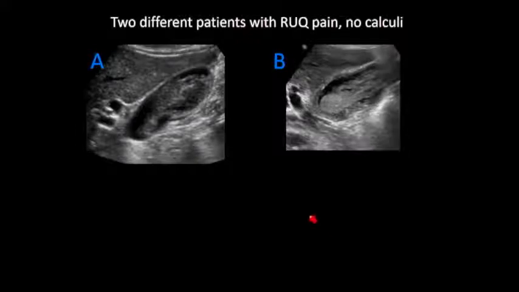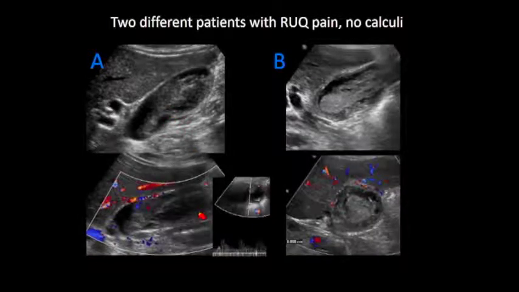This one's a problem sometimes. So here's patient A and patient B, and I'll tell you that we saw one of these patients in an earlier slide. They both had some pain. Neither of them had any calculi. They both have a lot of echogenic material in the gallbladder. So what's the issue here?